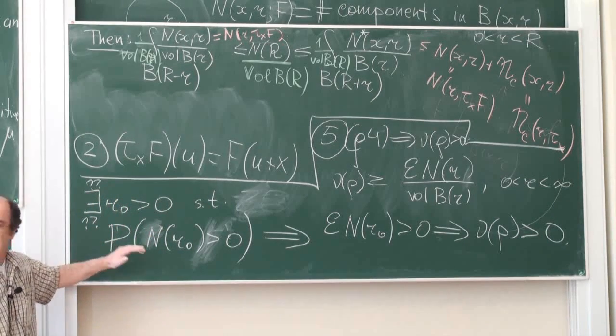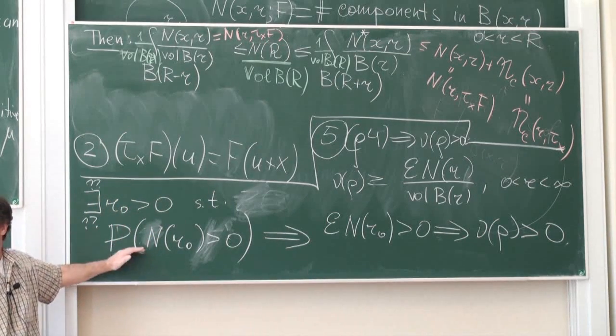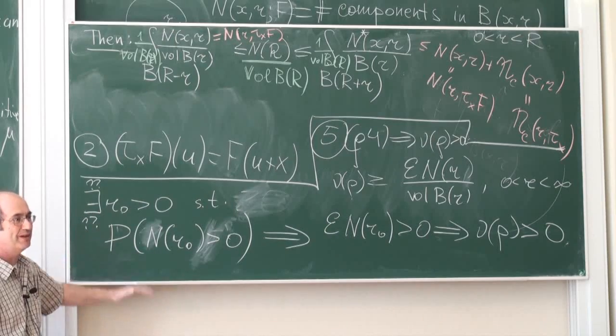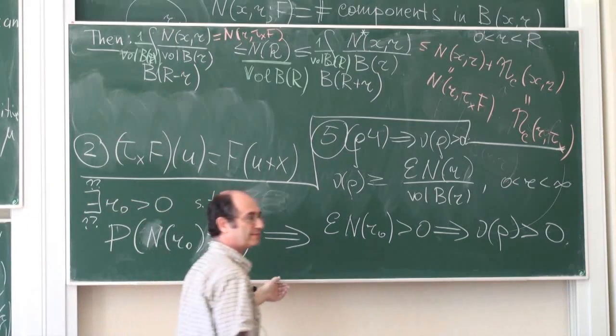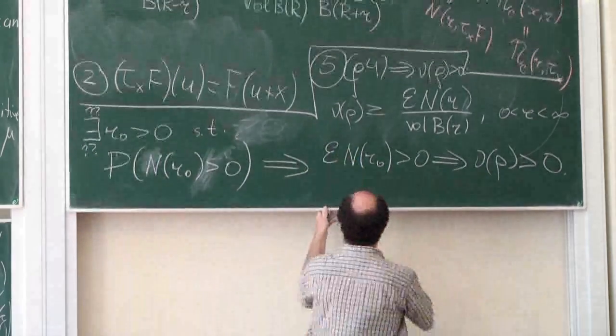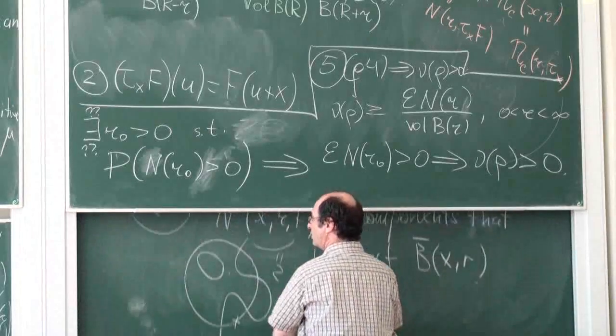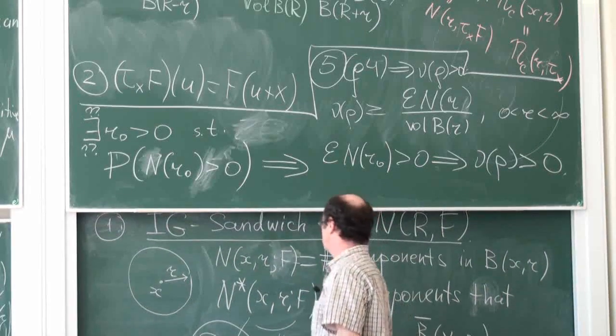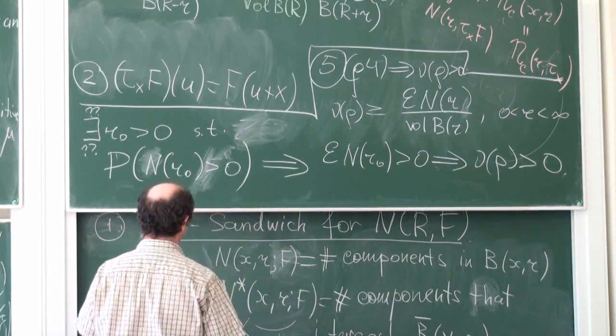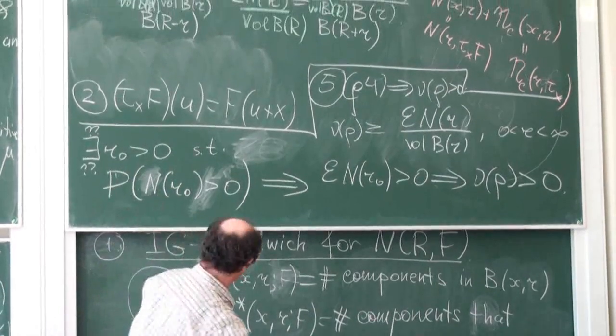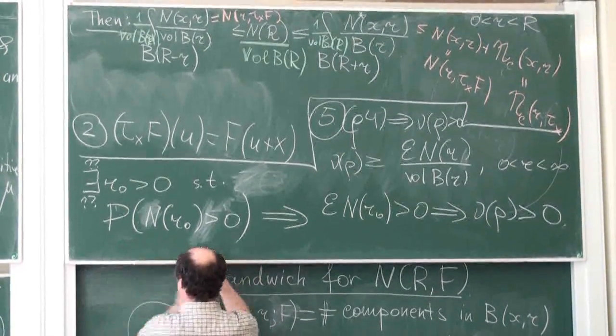If we have at least one component, then the proof shows that we have very many of them, like the volume. Now I need to erase something. Okay, the sandwich is written on the blackboard, so I can erase this.